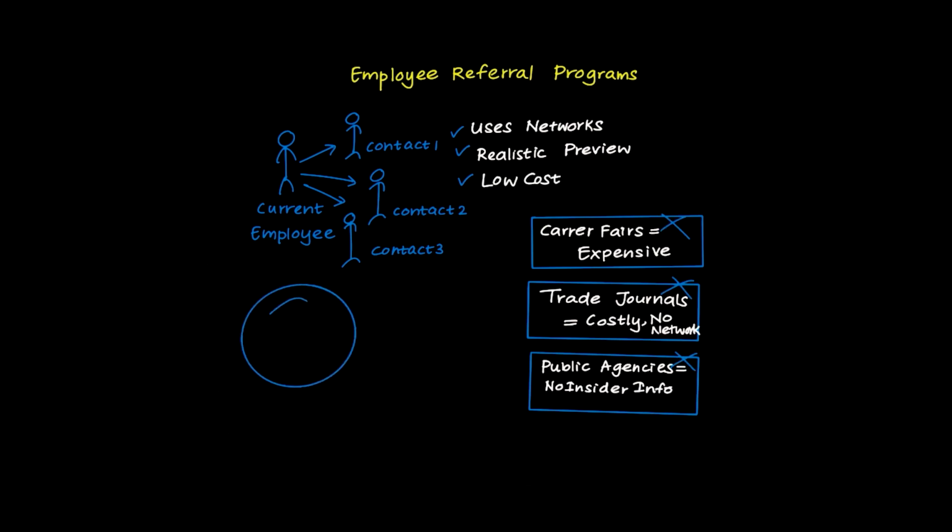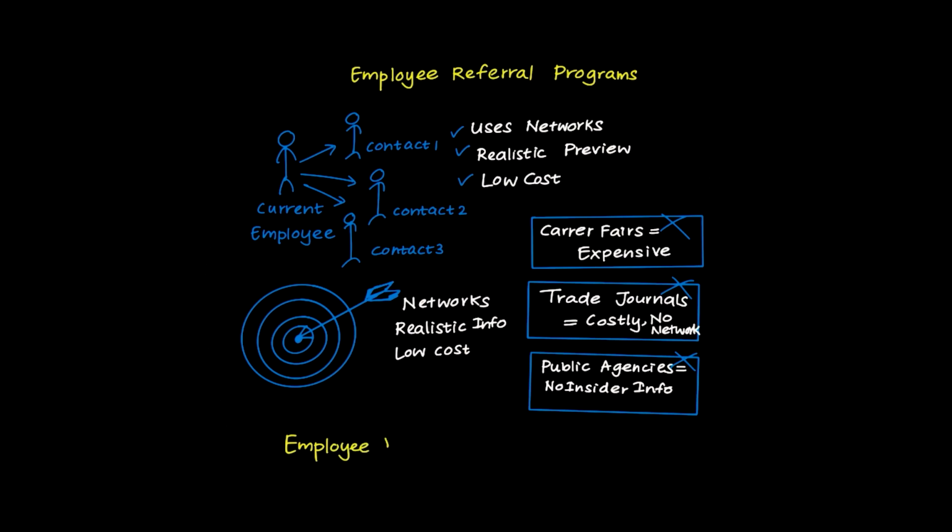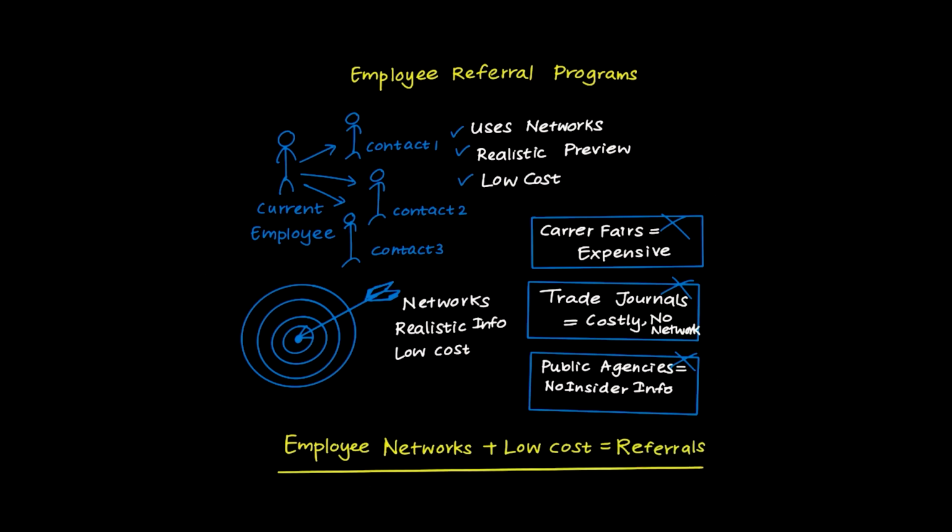Referrals hit 3 targets: network connections, realistic job information, and cost efficiency. Here's a WGU D351 OA exam tip for you. When you see existing employee networks plus realistic job preview plus low cost, the answer is employee referral programs. Quick recall hook. Employee networks plus low cost equals sign referrals.